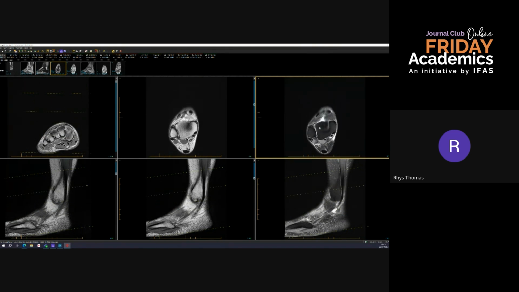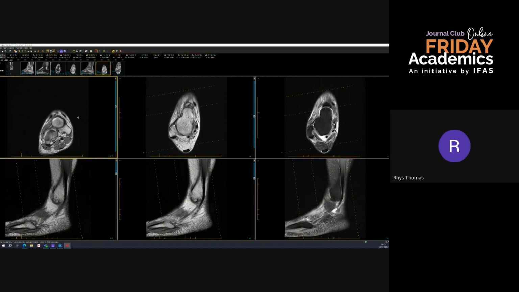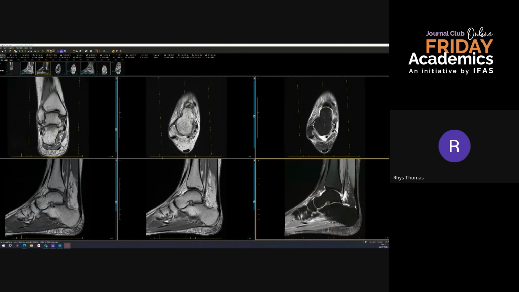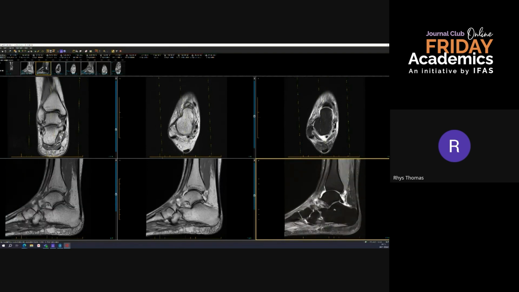The syndesmosis is intact. Now, going back to our earlier talk, we can see that the ATFL is in continuity. It's intact here, but it looks a little bit thickened. And when we look at the CFL as well, this is also thickened, but in continuity. These two findings make me think that this patient's had a previous ankle ligament injury of the ATFL and CFL.